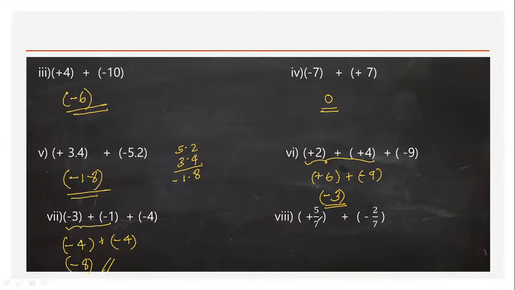Now look at this one. In this sum, plus 5 over 7 plus minus 2 over 7. We are adding different signs, so you have to take the difference. 5 over 7 subtract 2 over 7 is 3 over 7. The larger numerical value contains plus, so you write the answer plus 3 over 7. Right, let's go to the next slide.